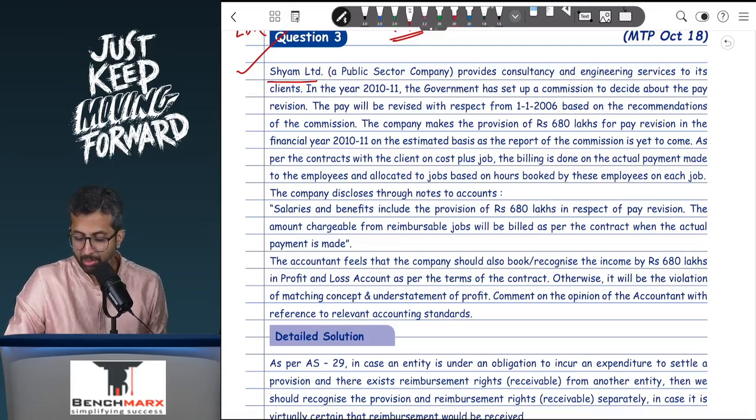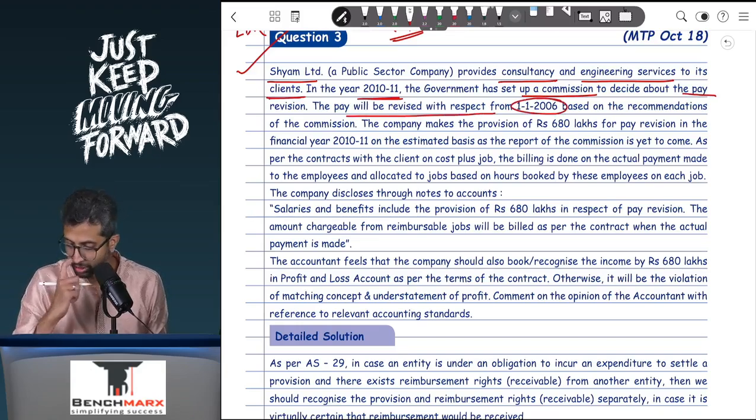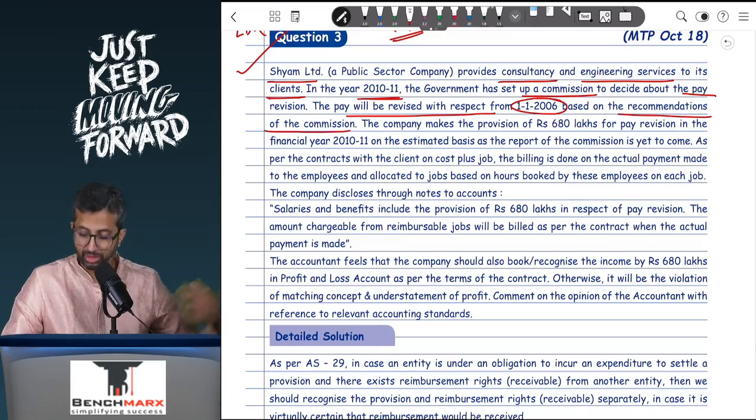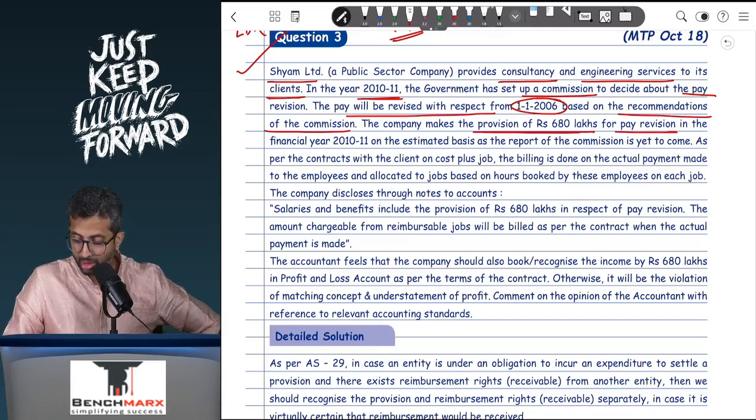Now Shyam, a public sector company, provides consultancy and engineering services to its clients. In the year 10-11, the government set up a commission to decide about the pay revision. The pay will be revised with effect from 1st January 2006 based on the recommendations of the commission. Now that is a retrospective revision. The company makes a provision for 680 lakhs for the pay revision in the financial year 10-11.